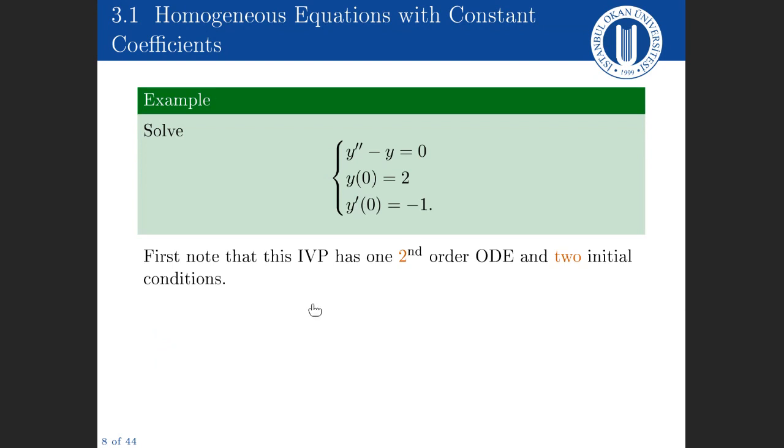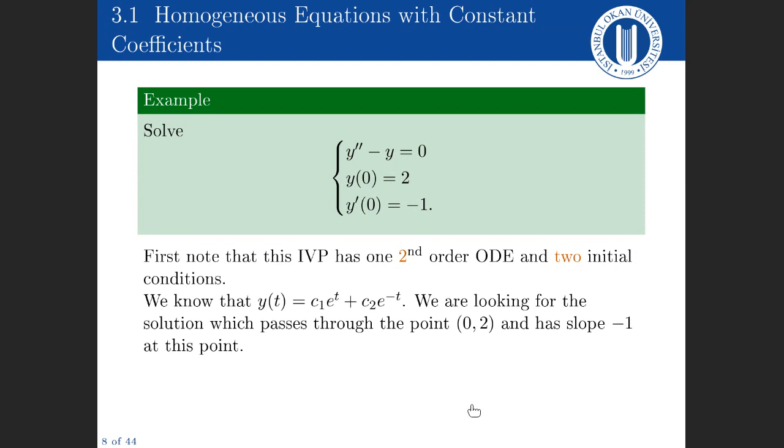What about an initial value problem? Solve y double prime minus y is equal to 0 with the initial conditions y of 0 is equal to 2, y prime of 0 is equal to minus 1. Now, you'll note this initial value problem has a second order differential equation and it has 2 initial conditions. And these numbers are always the same. If we had a third order equation, then we would have 3 initial conditions. If we had a fourth order equation, we would need to have 4 initial conditions, and so on.